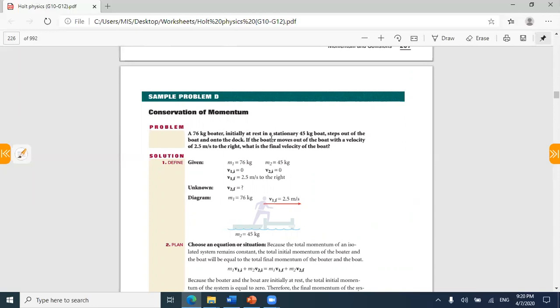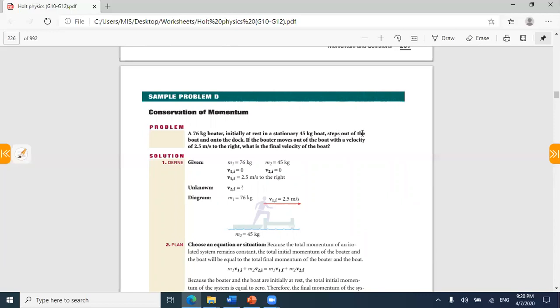So everything in the beginning is at rest. So V1 initial and V2 initial are 0. M1 is 76 kilogram, M2 is 45 kilogram. V1 initial is 0, V2 initial is also 0. Okay, what is the impulse here?